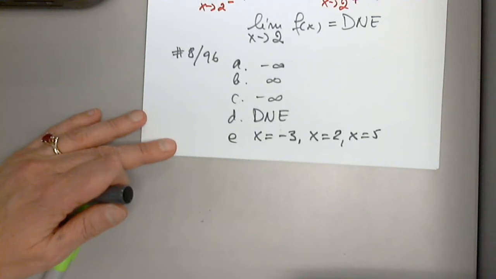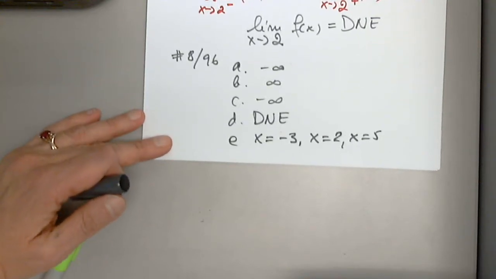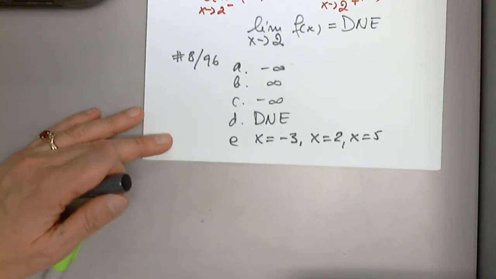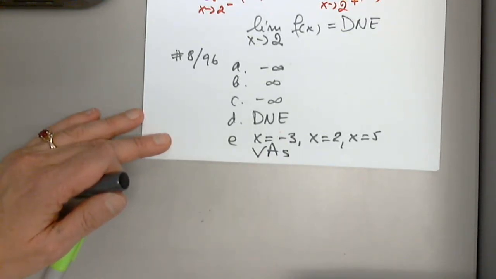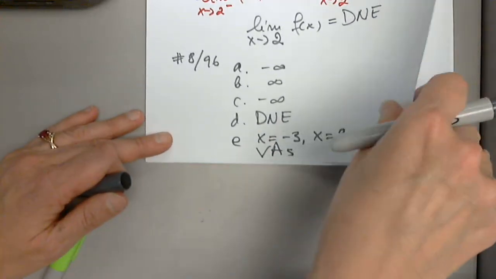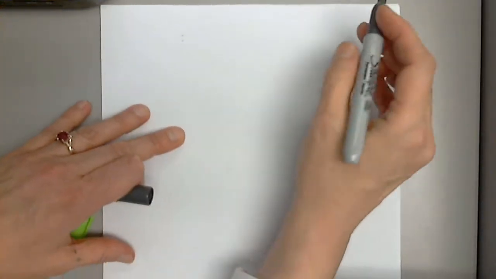Any questions on this? Are we okay? These are the VAs, vertical asymptotes. Is that okay, everyone? Okay, perfect. So moving on. I'm on page 5. Okay, ready? Let's also look at number 6.